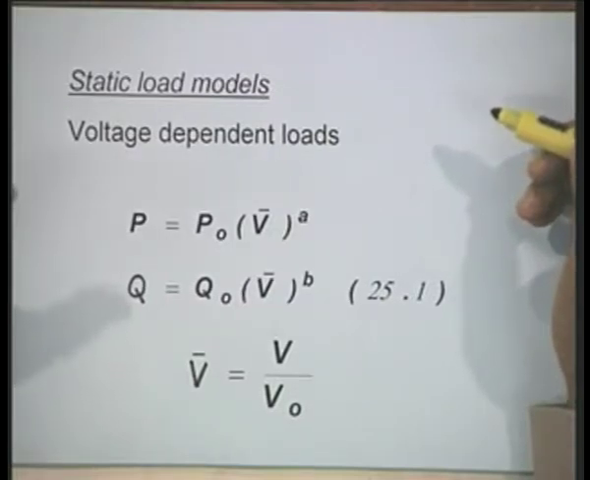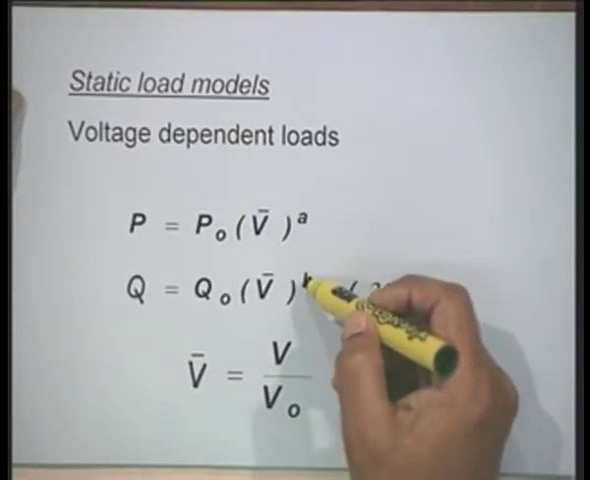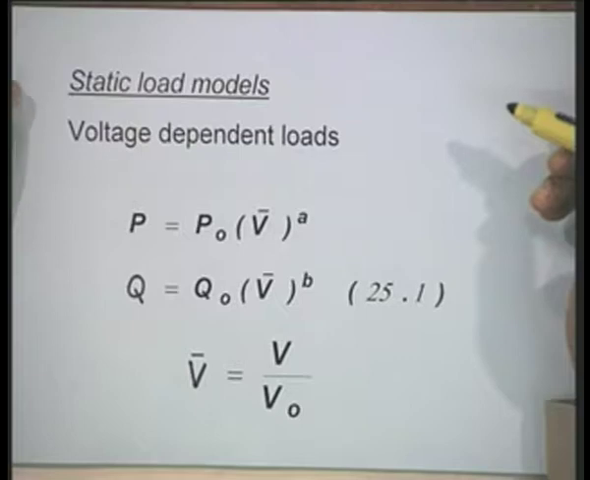P equal to P naught. It means the load is independent of voltage, right. Now, suppose I take A equal to 1 and B equal to 1. If I take these coefficients A equal to 1, B equal to 1, what does it represent? Yes. Therefore, here the meaning is that the load draws constant current, right, and therefore, the power is proportional to the voltage. Power P and Q which are consumed, they are proportional to the voltage.